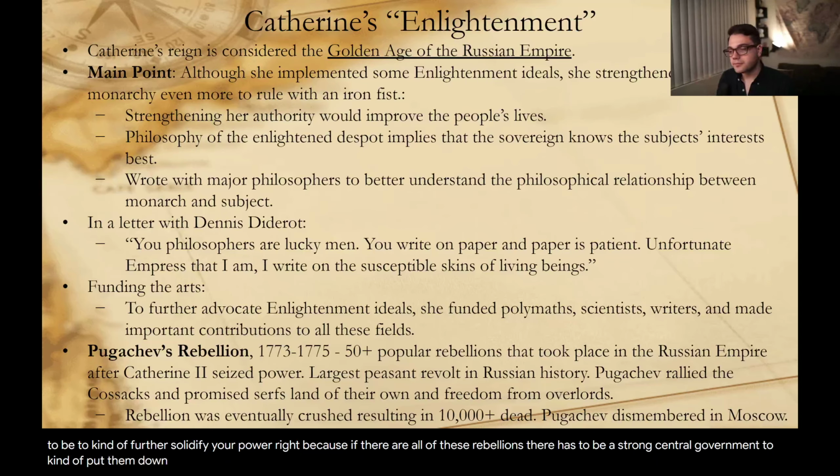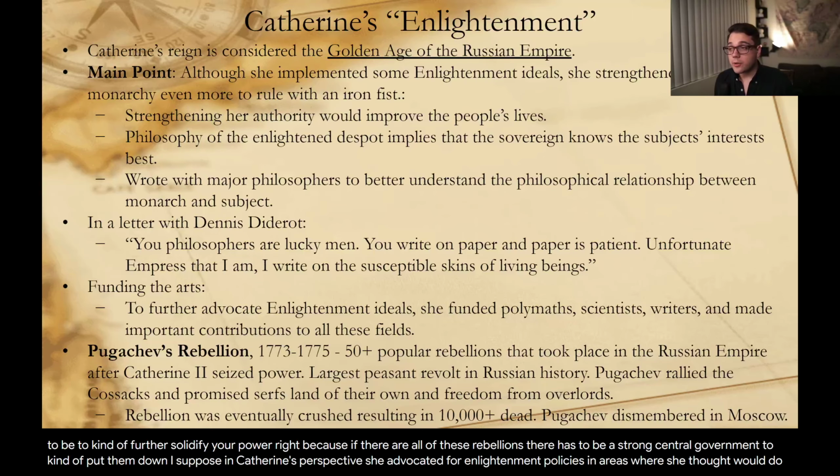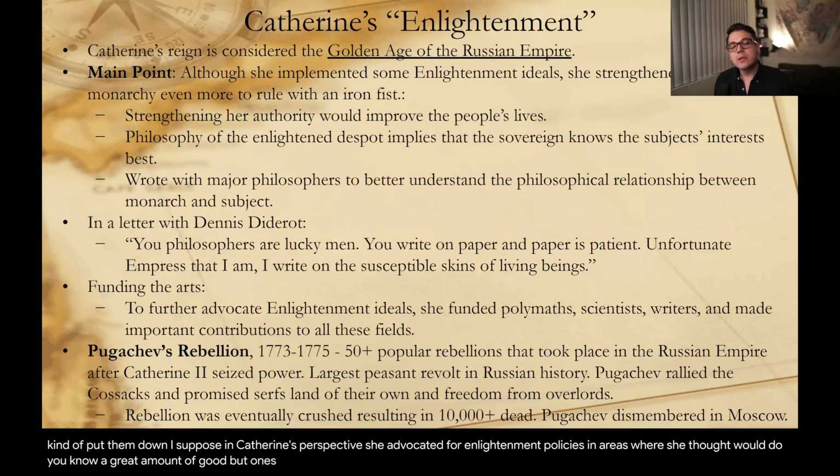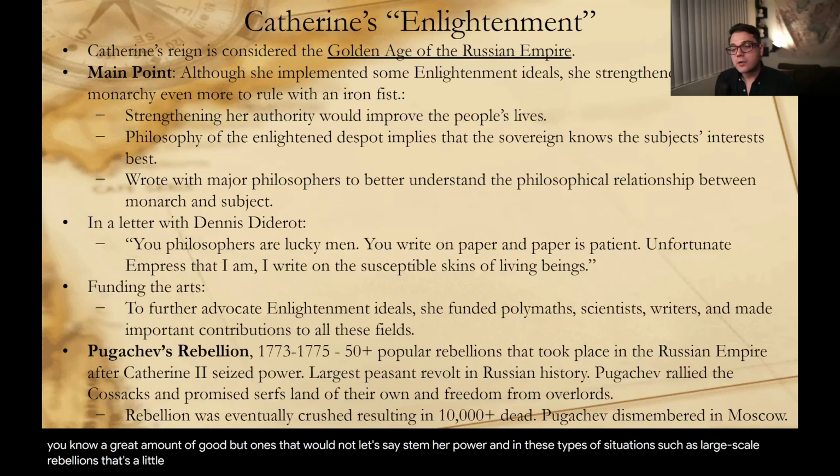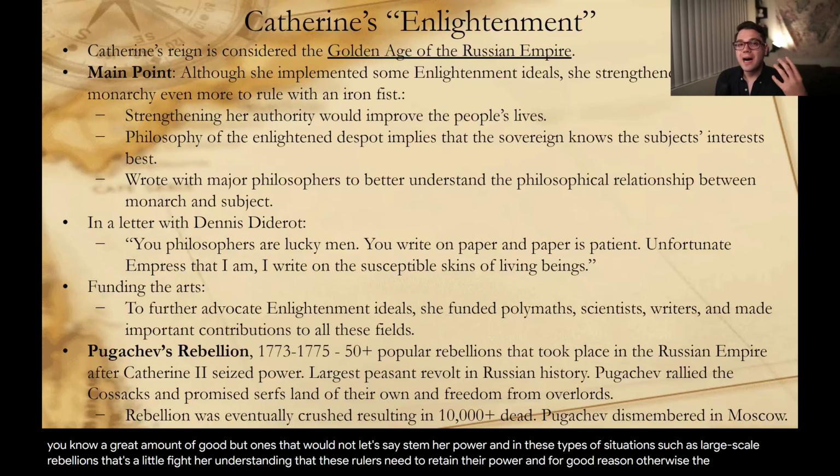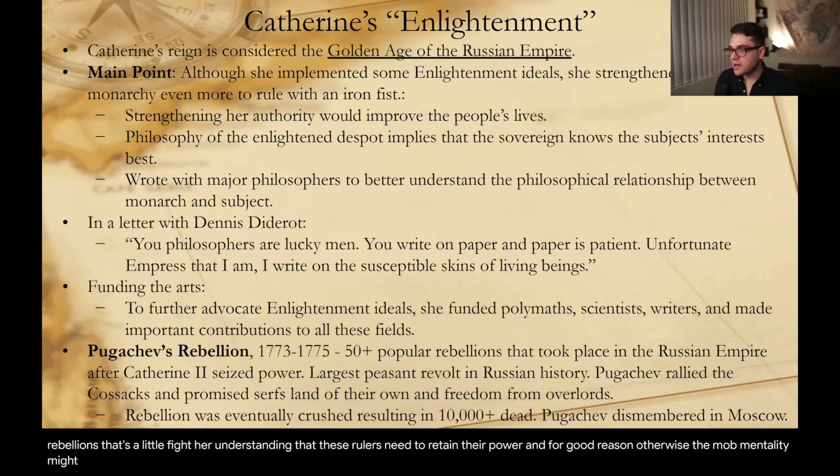And so I suppose in Catherine's perspective, she advocated for Enlightenment policies in areas where she thought would do a great amount of good, but ones that would not, let's say, stem her power. And in these types of situations, such as large-scale rebellions, that solidified her understanding that these rulers need to retain their power, and for good reason. Otherwise, the mob mentality might come into play.